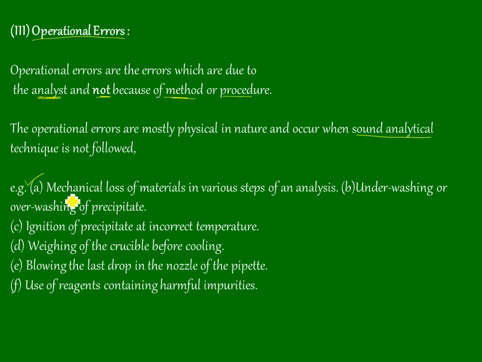For example, mechanical loss of material in various steps of analysis. If a person is doing multiple step experiments, and if he is not able to collect all the materials in various steps, then there is a serious problem, there is a serious error in each step, and if he is making errors in each step, then in the final step there will be a huge error in the measurement.